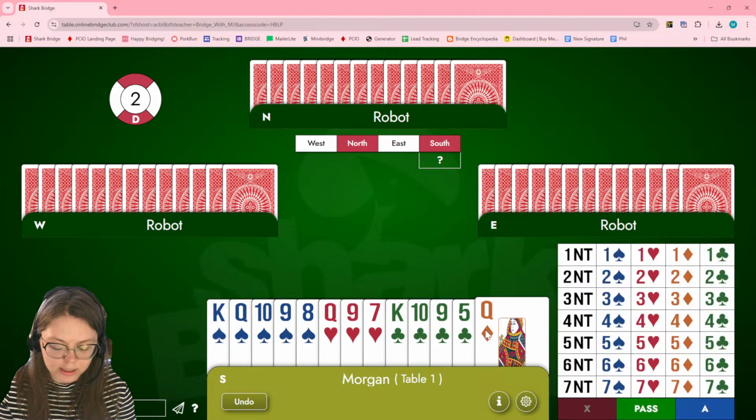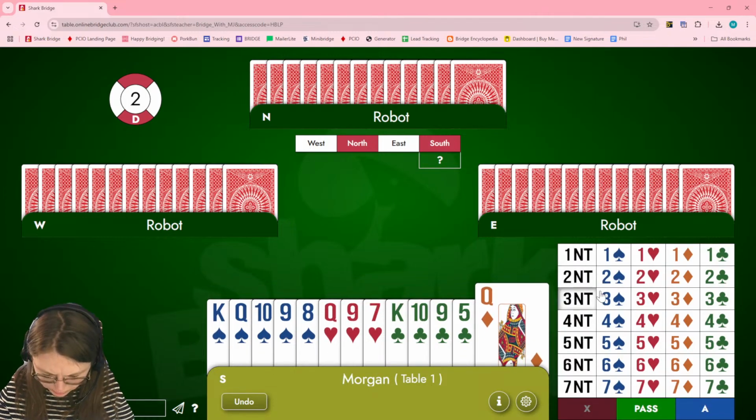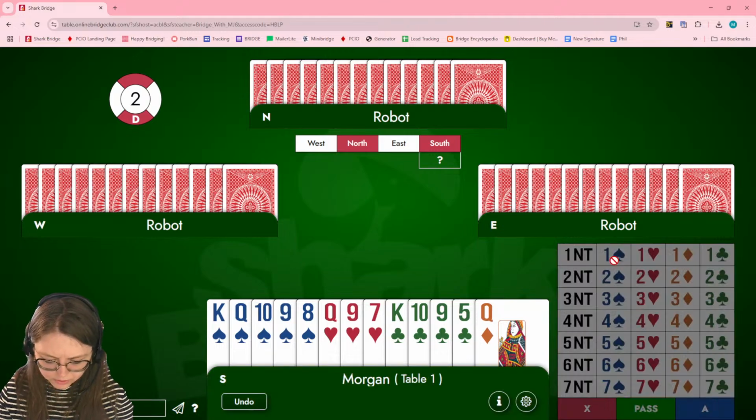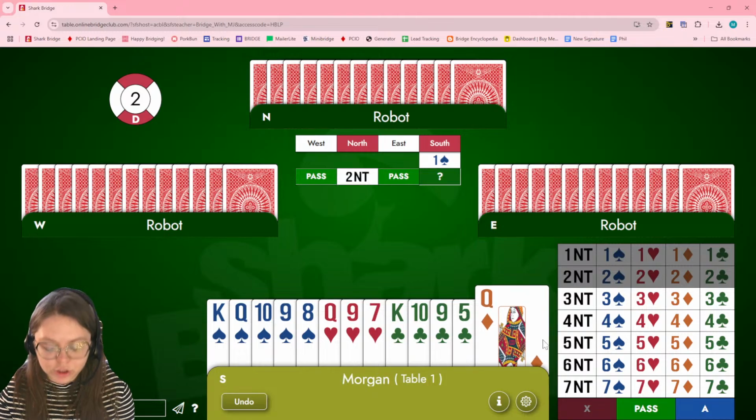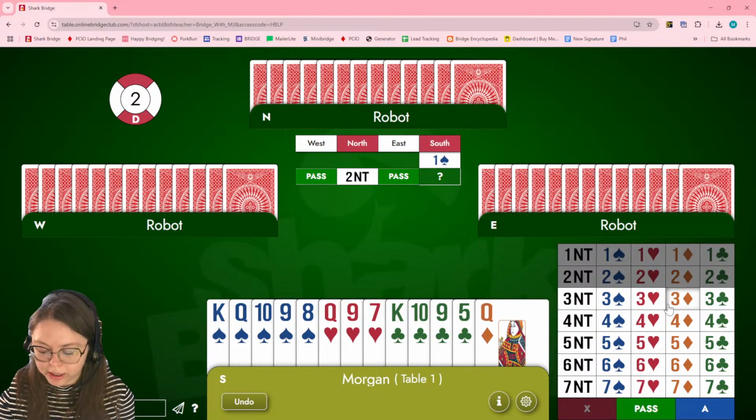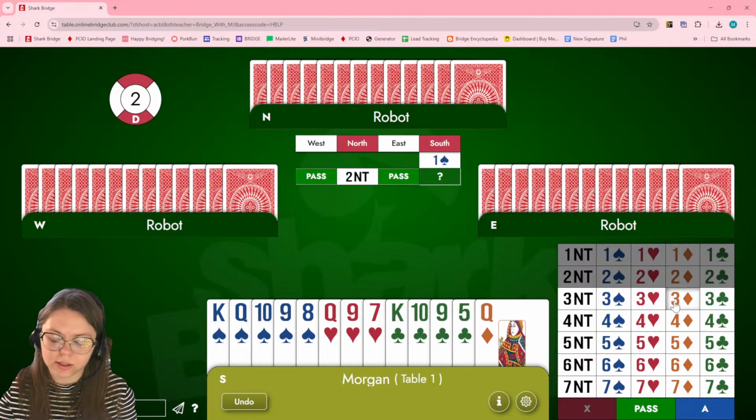Let's continue to the next one. So here we have a gross 12 count. This is terrible. Partner bid 2 no trump. I do have this singleton diamond, so I am going to let them know about it just in case that's helpful.